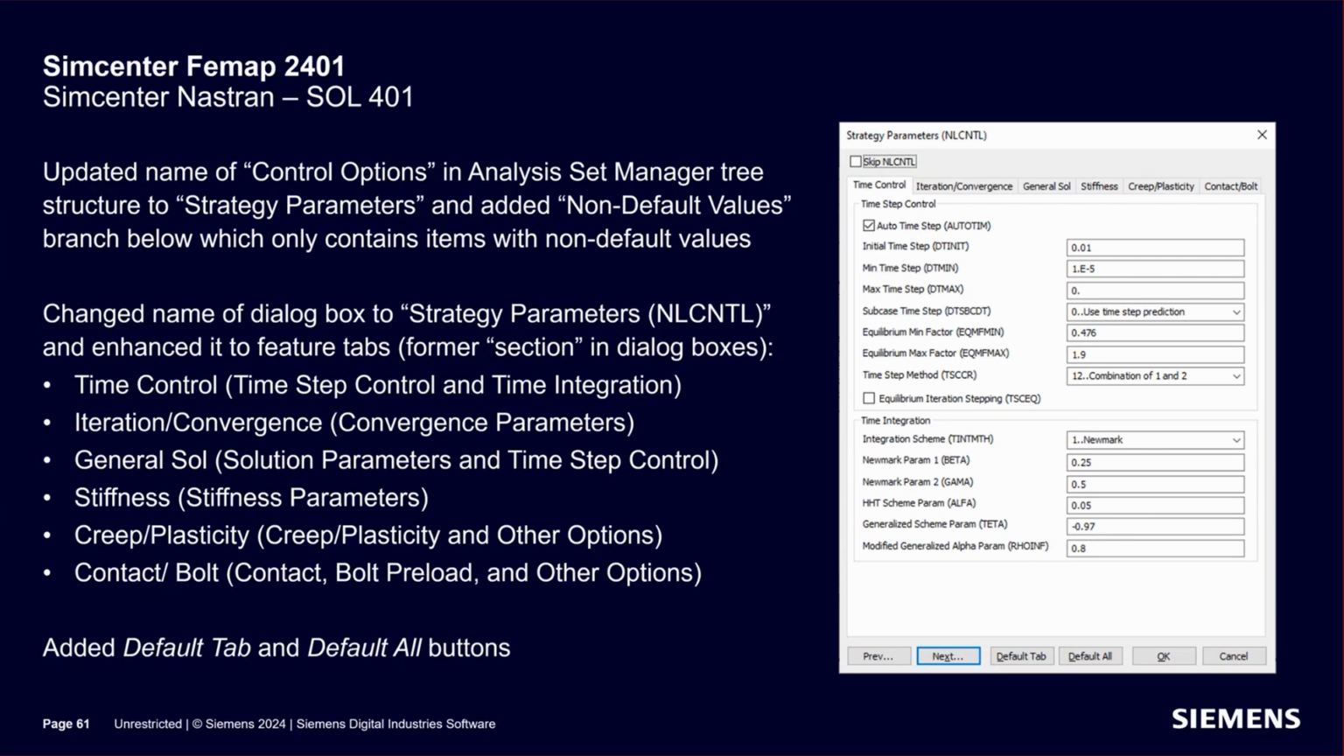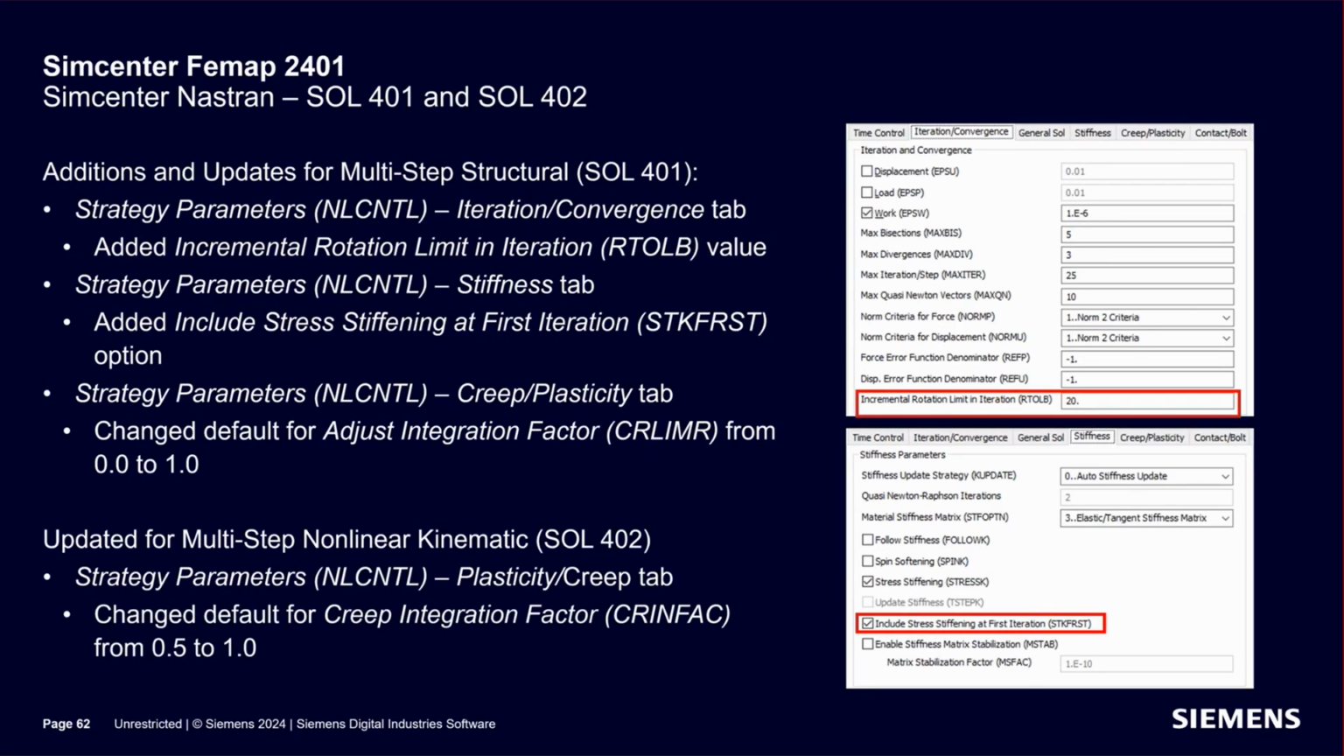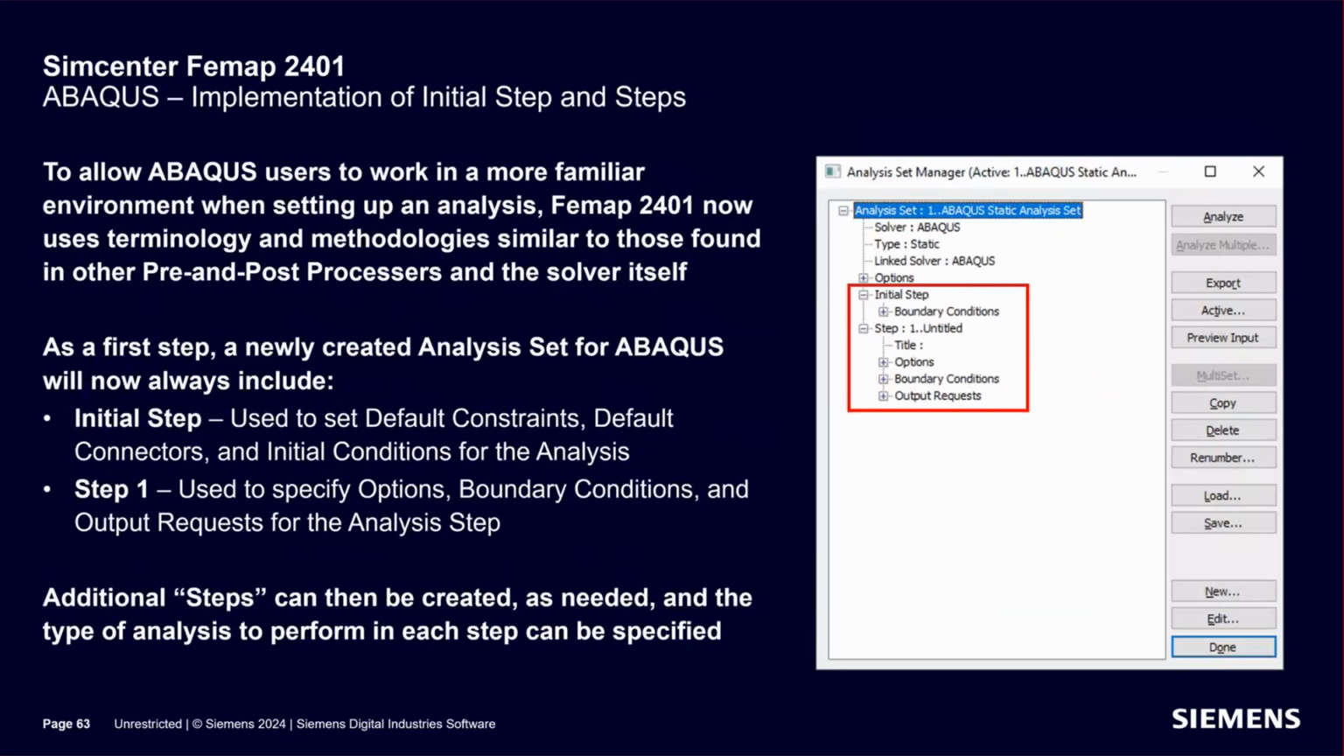So again, it's just a way to help you do a sanity check a little bit. And then just some new options that we did for solution 401 and 402. Again, I don't know how much people are using Abacus, but we did some work to try to make it better for after you've imported, like if somebody handed you an Abacus file and you imported it and then you wanted to turn it into something in Femap.